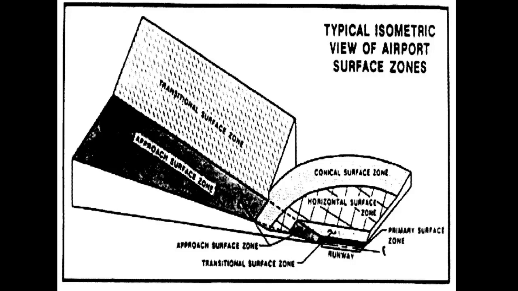So this is a typical isometric view of airport surface zones. Please see the figures: conical surface zone, horizontal surface zone, primary surface zone, runway is provided, then the transitional surface zone, approach surface zone, approach surface zone, transitional surface zone. So this is the isometric view of the airport surfaces zone.